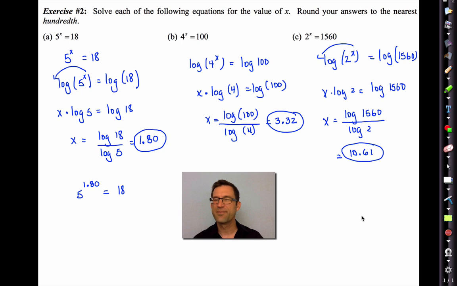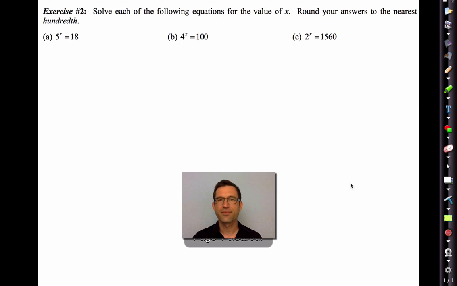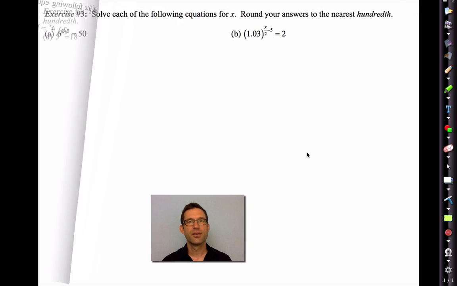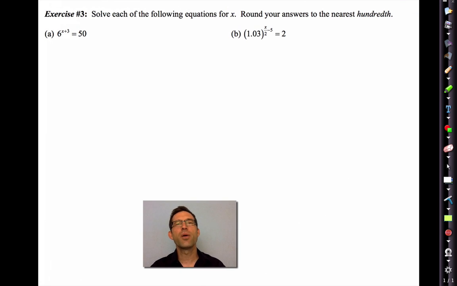All right, here we go. Okay, solve each of the following equations for x. Round your answers to the nearest hundredth. All right. Now, I'd like you to take a look at both of these two equations for a moment. Okay. The big difference between these equations and the ones we were dealing with before is that they're more complicated. The exponents are more complicated. So I want to be more careful. I don't want to introduce any rounding errors or anything like that.